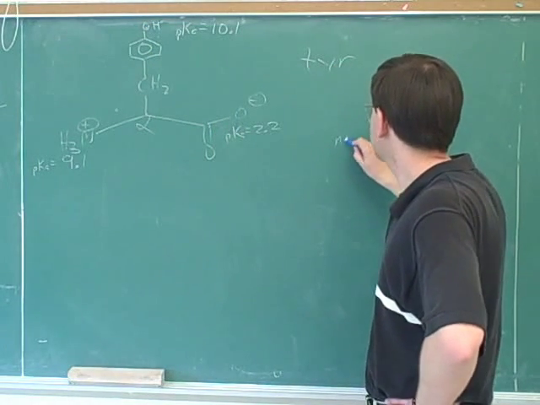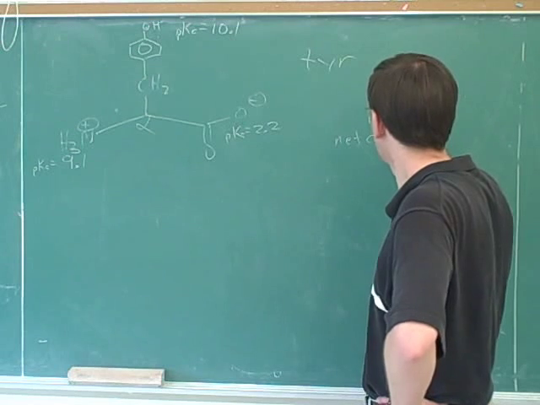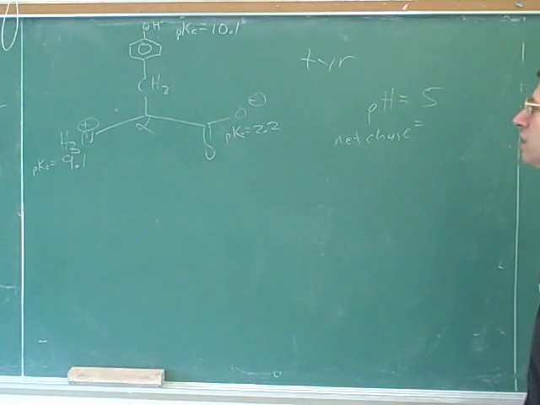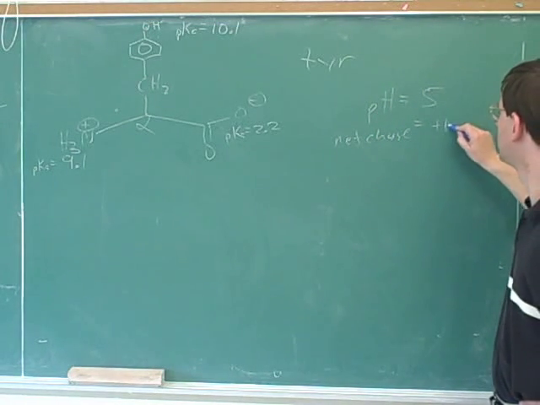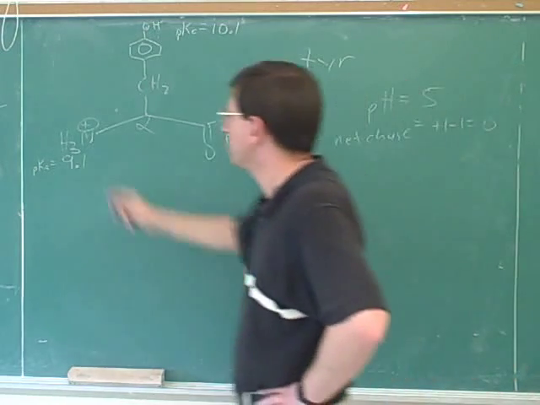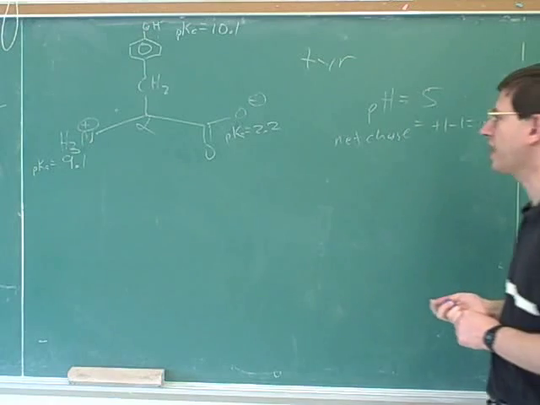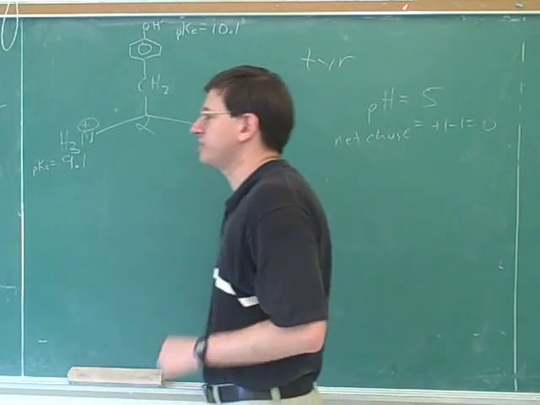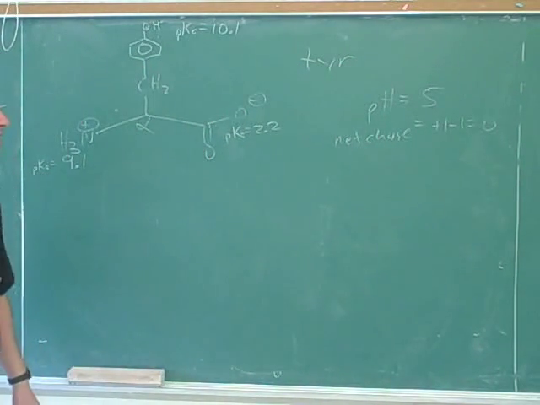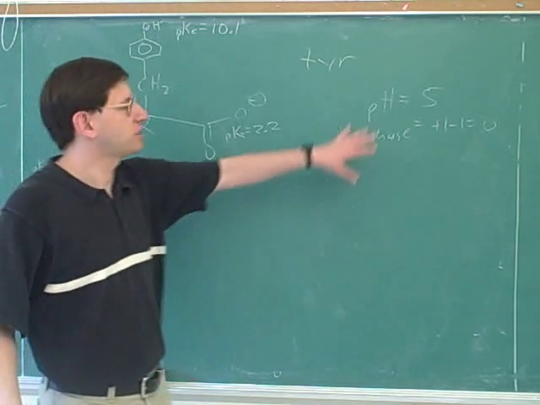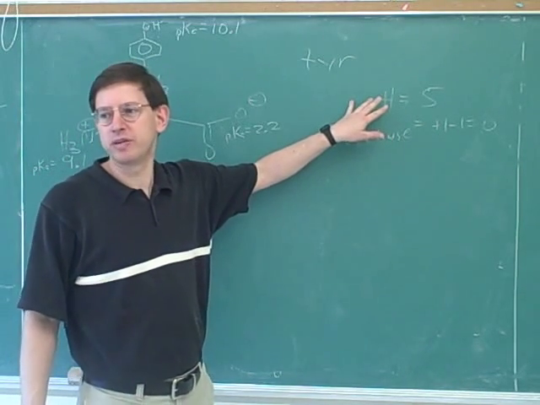So at this pH, what's the net charge? 0. Yeah, we'd add the +1 and the -1 to get this 0 over here. Okay, good. So this is the type of question you're pretty sure to see on the test. He's going to say something like, draw tyrosine at a pH of 5. And then what do you have to be able to do?